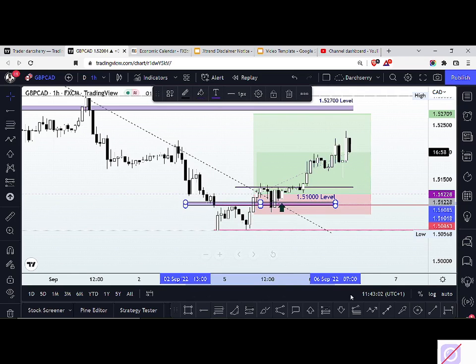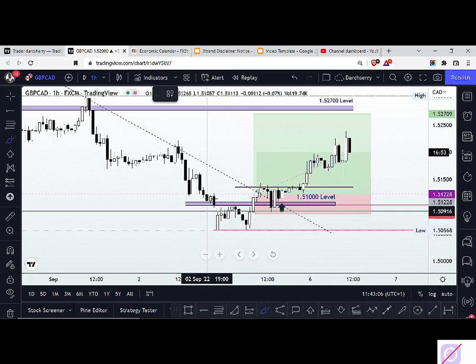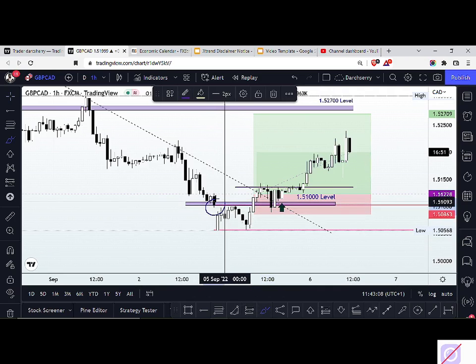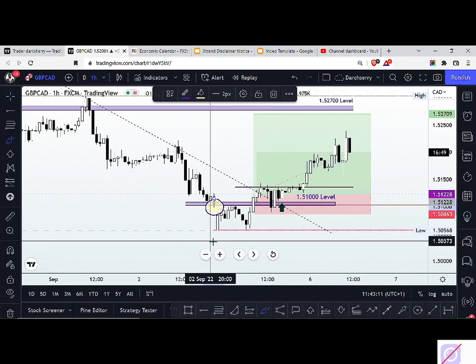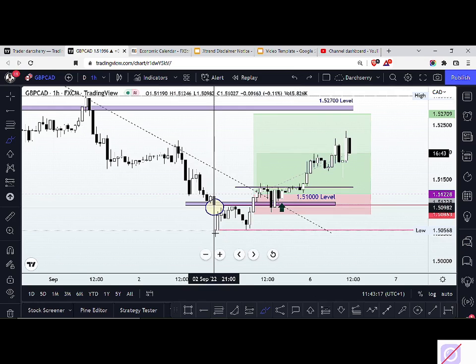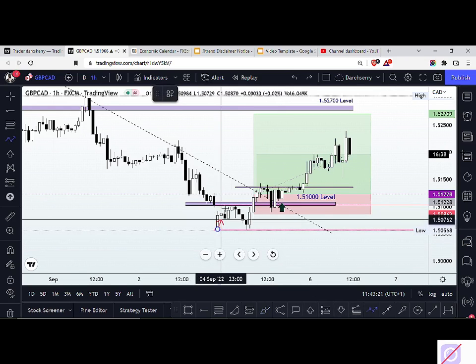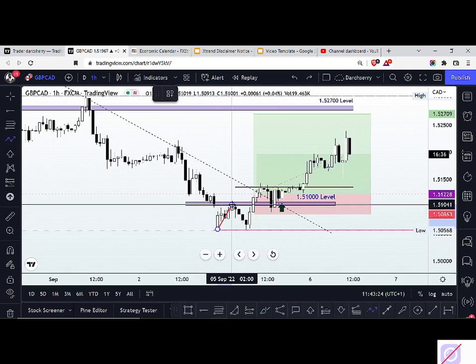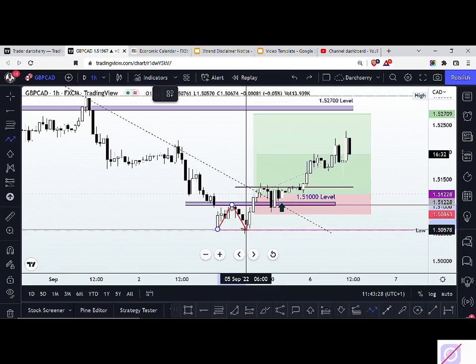That's where price closed. But we saw a huge gap, showing us that the activities during the course of the weekend pushed price to the 1.50500 area. So price started around this area this week. So now, as soon as price started from this area, we saw a bullish momentum. Price came back into the 1.51000 level.